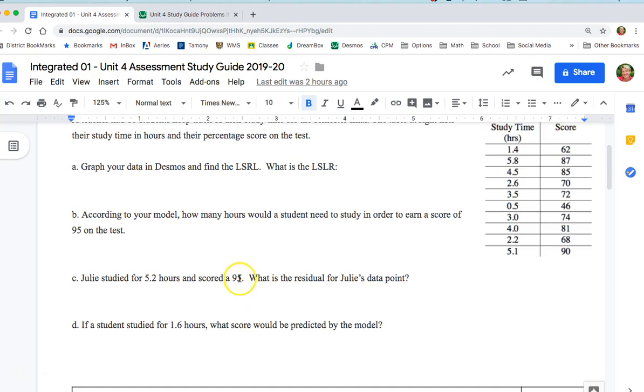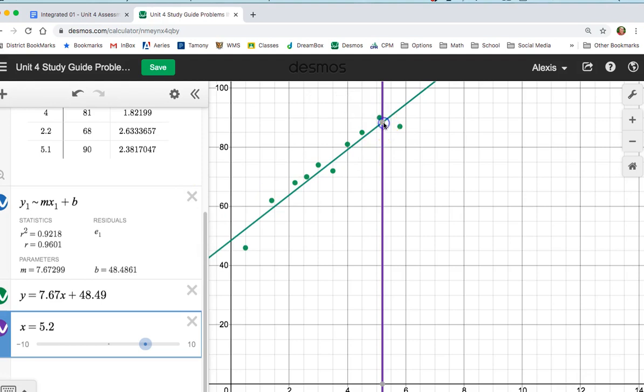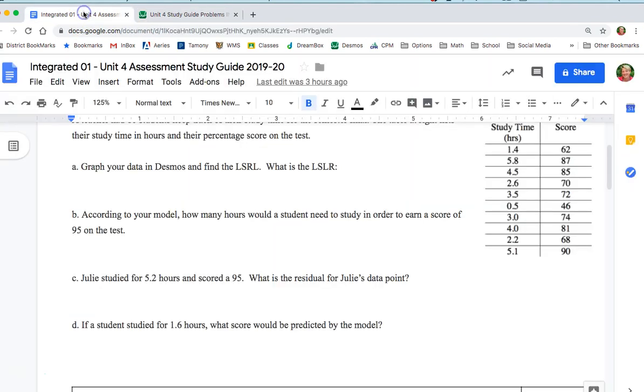So what we would do here is take 95 and subtract what the model had, which was an 88. So she has a residual of 7. That means Julie scored 7 points higher than what was expected. So she's got a positive residual of 7. Look back at that: that's what the model said she would have scored, an 88, but she actually scored that 95.